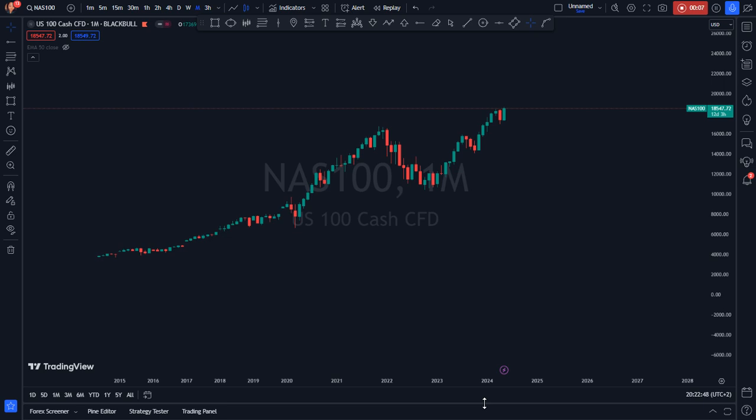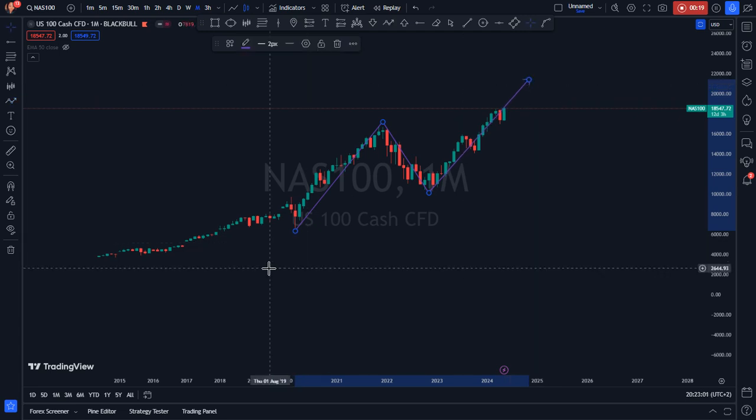I've been checking in on NAS100. So I came across this analysis. If you look at Nasdaq, it is in the shape of an uptrend, guys. As you can see, this is the shape of an uptrend, with higher high, higher low, higher high.